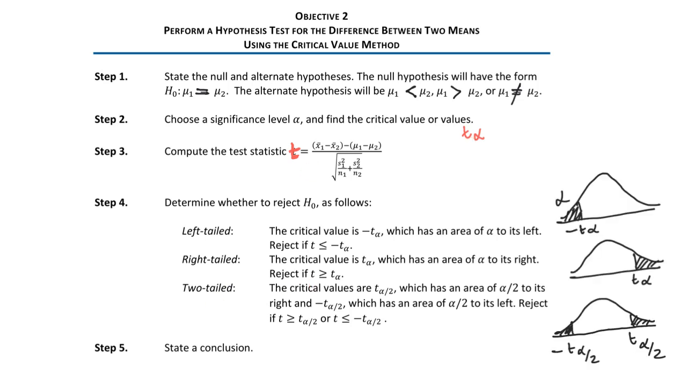And for the two-tailed test, the critical values will be negative t alpha over 2 and t alpha over 2, and these two areas are alpha over 2 and alpha over 2. That means the sum is alpha, and we reject the null hypothesis if t is less than negative t alpha over 2 or t is greater than t alpha over 2. And we state a conclusion.